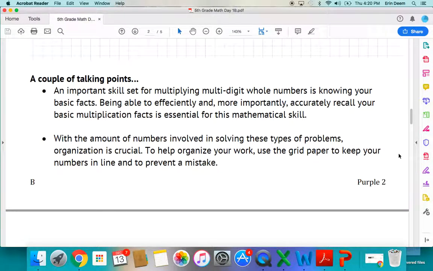A couple of talking points. An important skill set for multiplying multi-digit whole numbers is knowing your basic facts. Being able to efficiently and, more importantly, accurately recall your basic multiplication facts is essential for this mathematical skill. With the amount of numbers involved in solving these types of problems, organization is crucial. To help organize your work, use the grid paper to keep your numbers in line and to prevent a mistake.